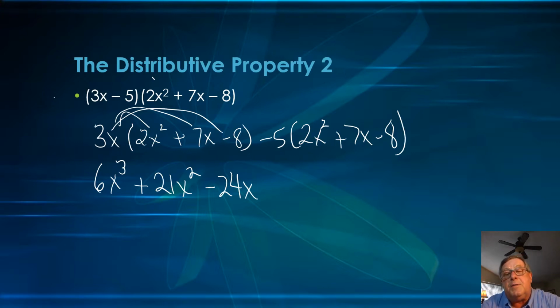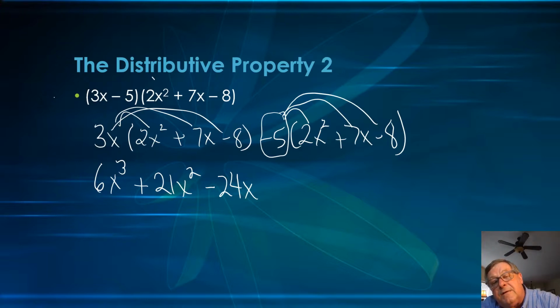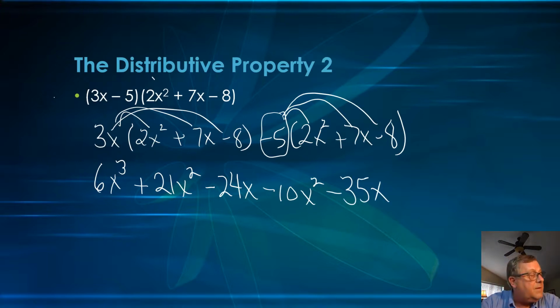And then in the second part of this, I'm going to distribute this negative 5. I'm going to keep that as a negative 5, and I'm going to distribute it to each of these three terms in that order. So it's negative 5 times 2x squared. Well, that is negative 10x squared. And negative 5 times positive 7x is negative 35x. And negative 5 times negative 8 is positive 40. Two negatives multiplied together.